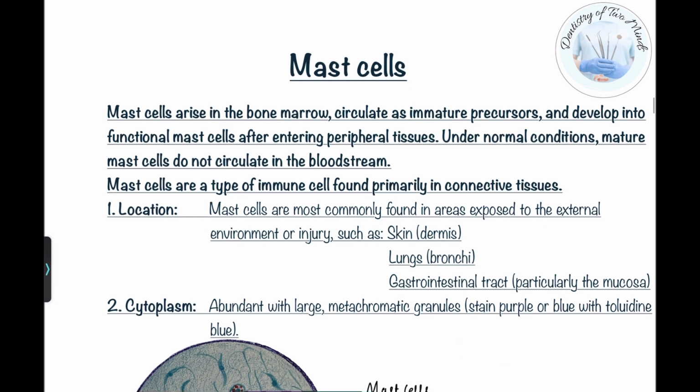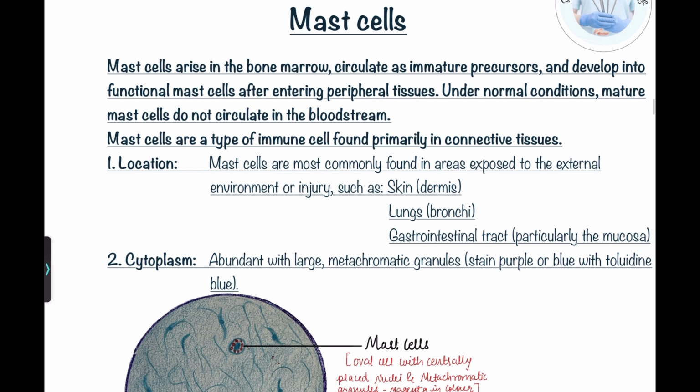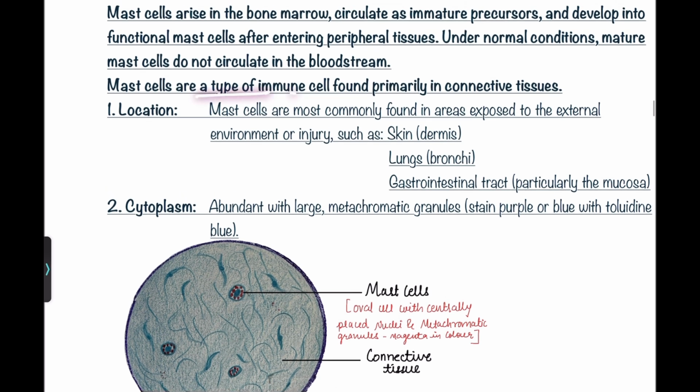Next cell is mast cells. These cells arise in the bone marrow, circulate as immature precursors, and develop into functional mast cells after entering peripheral tissues. Under normal conditions, mature mast cells do not circulate in the bloodstream. Mast cells are a type of immune cell found primarily in connective tissue. Mast cells reside in connective tissues, especially in areas exposed to external stimuli like skin, lungs, and gastrointestinal tract.